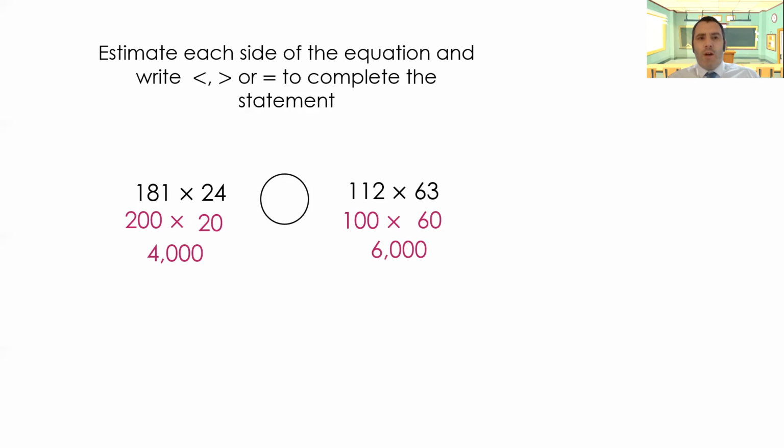Now all I need to do is put my symbol in. Which way round does it go? That's it. Well done. The way I remember it is the hungry alligator always eats the bigger number. It's the only way I've been able to remember it since I was your age and I was at school.